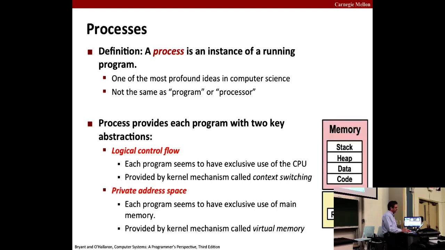The other abstraction that it provides is the illusion that you have your own address space. This is provided by a mechanism called virtual memory. Each running program has its own code, data, heap, and stack, and you never see the memory that's being used by other processes. So for all intents and purposes, a process gives you the illusion that you have exclusive access to all the memory and the processor.